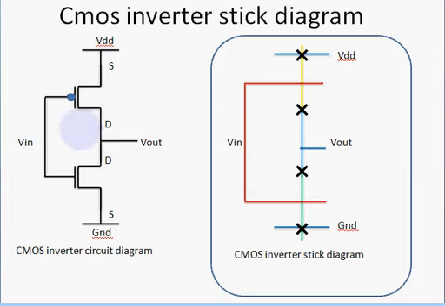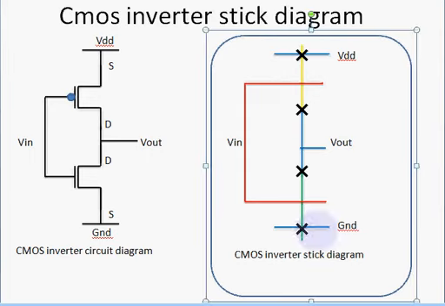Now to draw the stick diagram, it is very straightforward and simple. As I told you earlier, VDD, Vout and ground are external supplies; VDD and ground are supplied externally and Vout gives output to the external circuit. Therefore VDD, Vout and ground are made of metal. Between this VDD and this Vout we have a P MOSFET, only this structure.